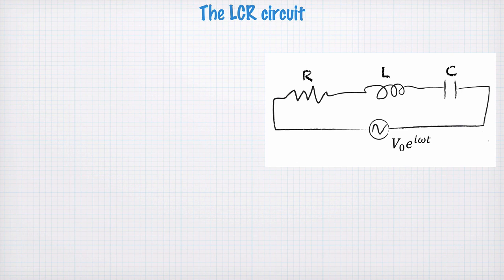We're going to look now at an electrical example of a damped driven oscillator. That is the RLC circuit, a circuit with a resistor, inductor, and capacitor driven by a sinusoidally oscillating voltage. What we have to do first is find the voltage across each of these three components. We'll start with the capacitor.